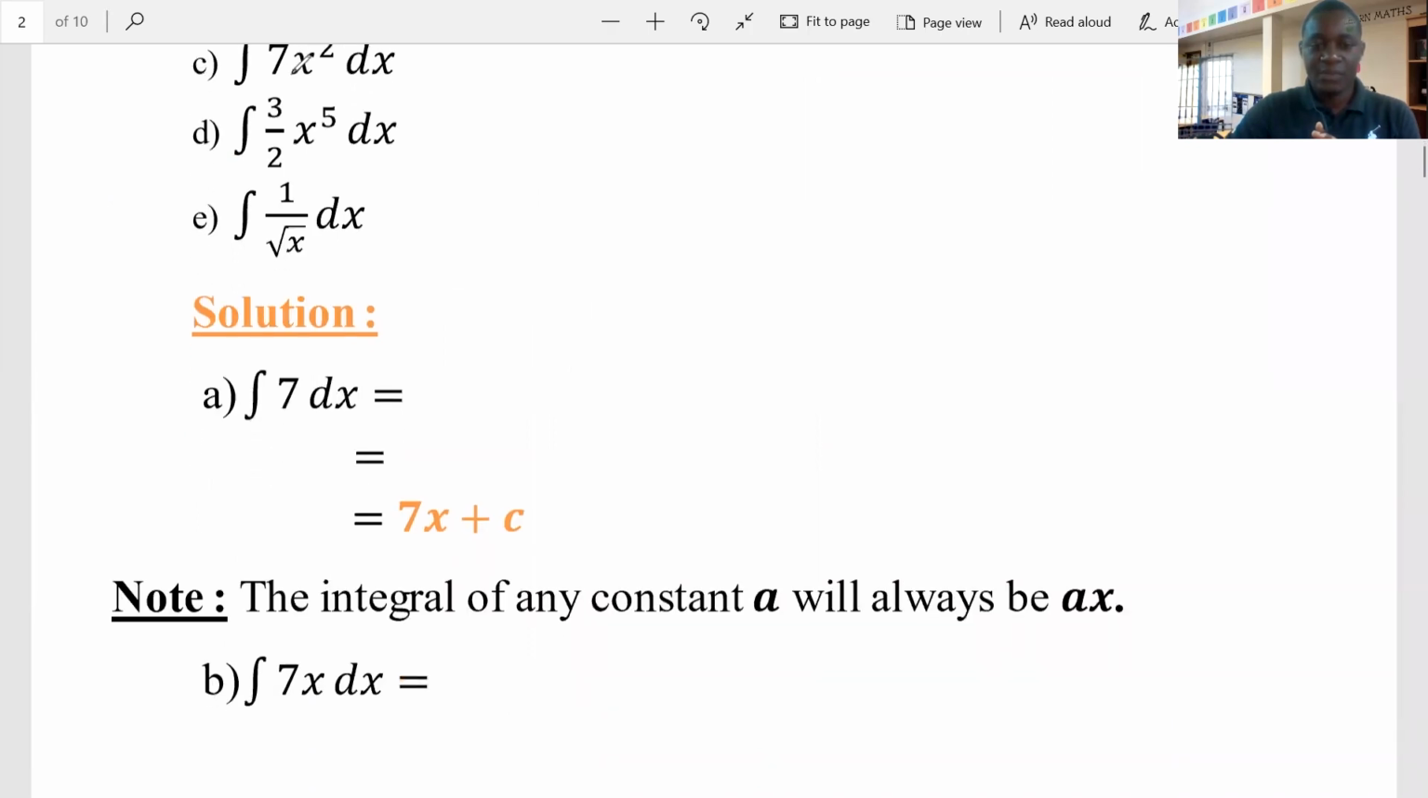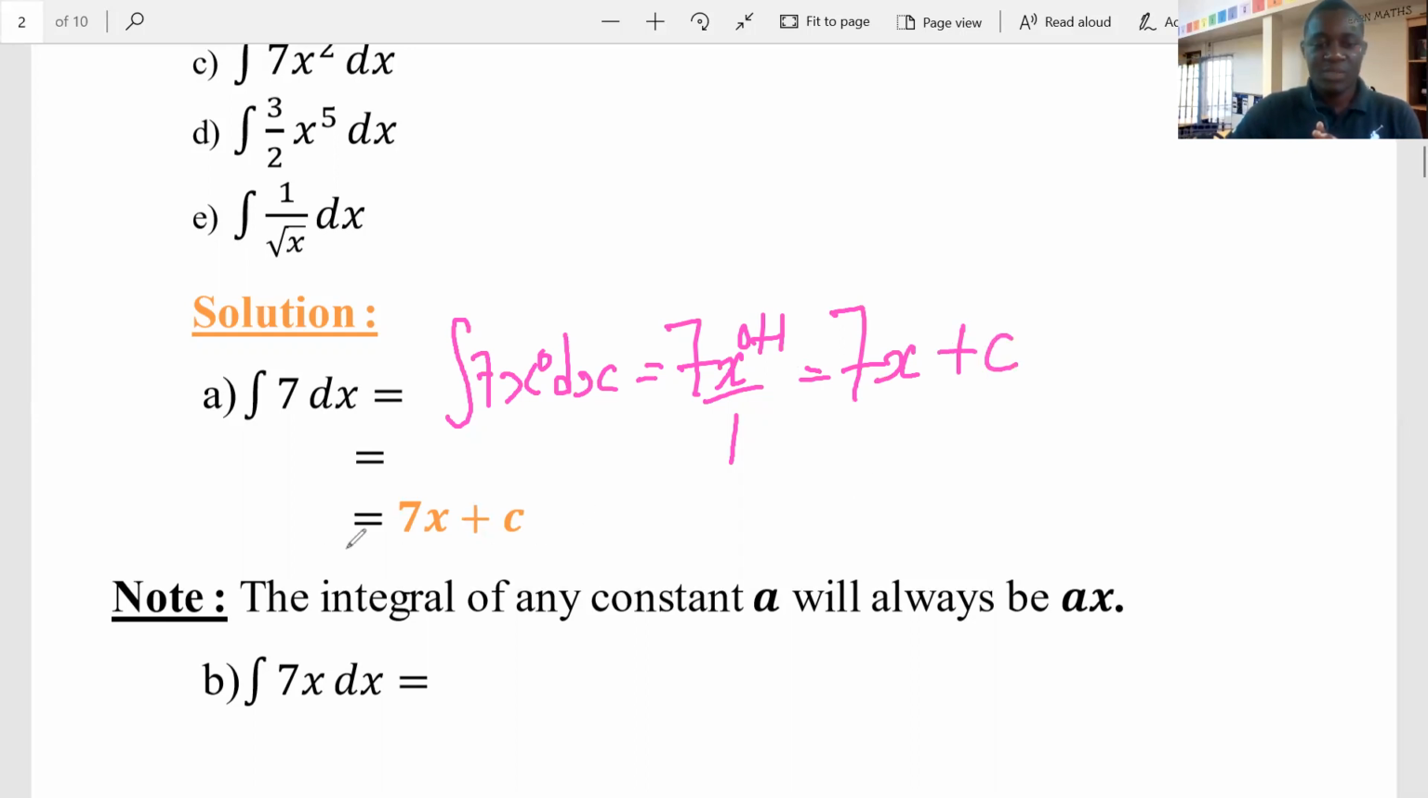Now if we have a constant, for example, 7, and we have to integrate the constant 7, of course, that will mean the integral of 7 times x to the power of 0 with respect to x. Integrating that with respect to x will give us 7x to the power of 0 plus 1, all divided by 1. So the calculation of that will give us 7x as our answer, then plus c. So in this case, it means that we have y as 7x plus c.